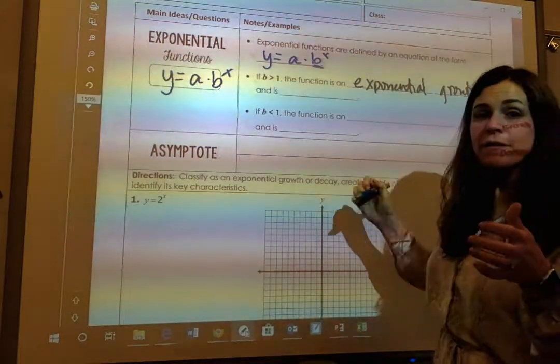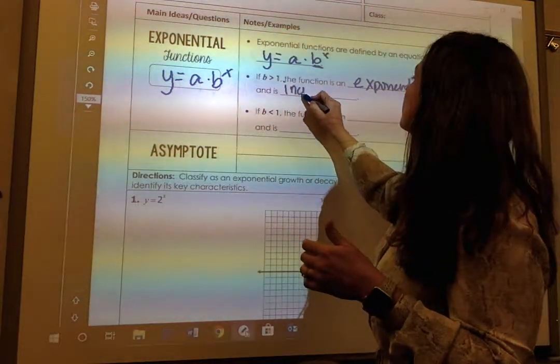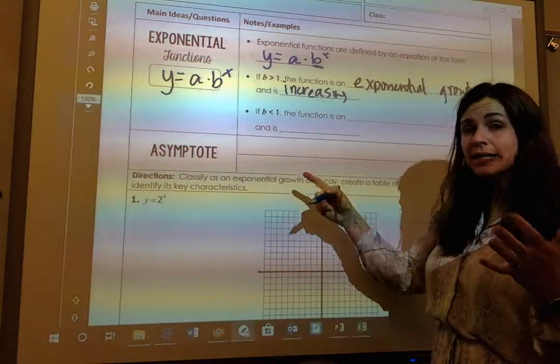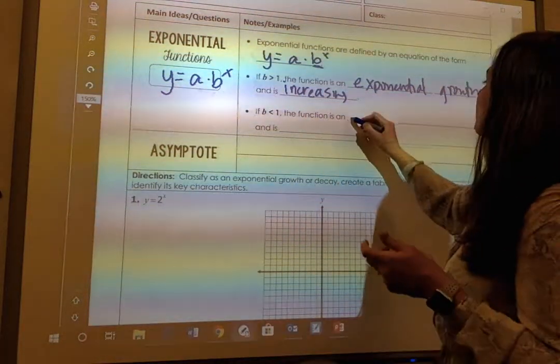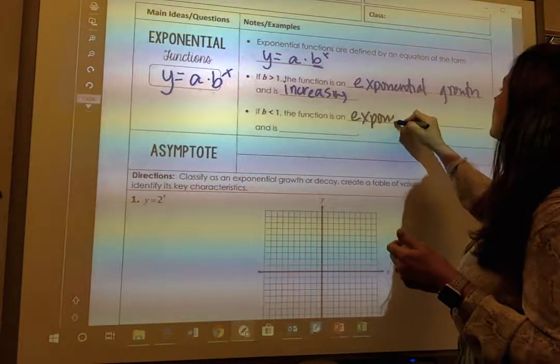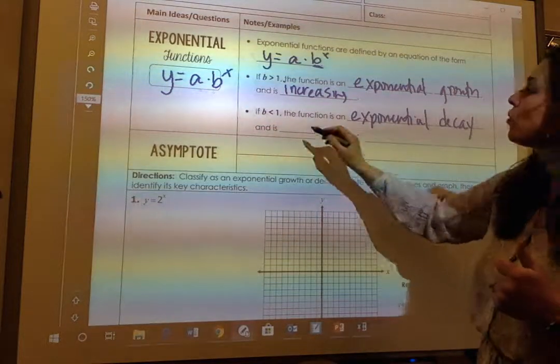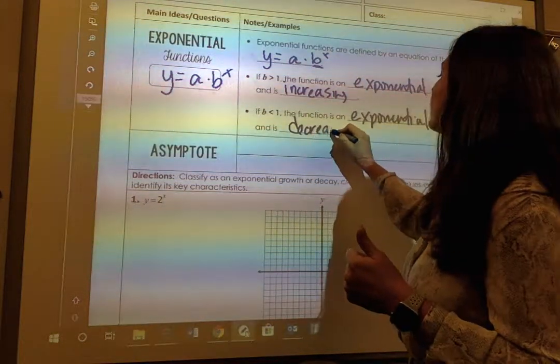And my graph is going to be increasing. When b is less than 1, the function is an exponential decay, and the graph is decreasing.